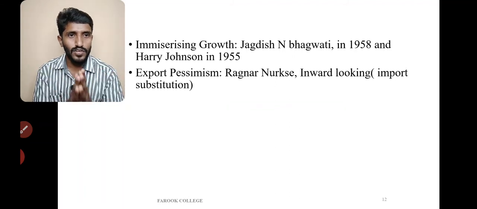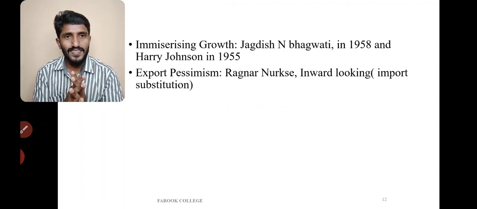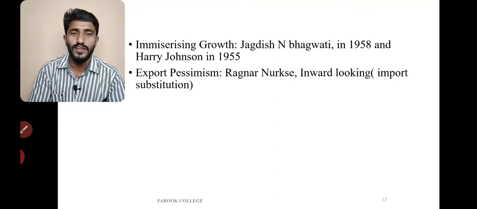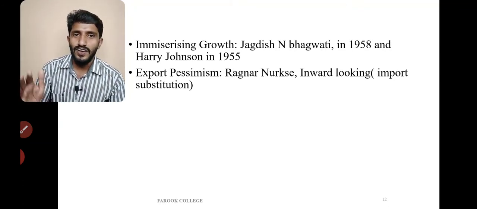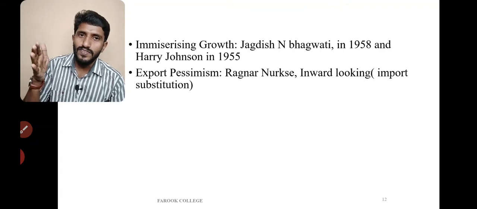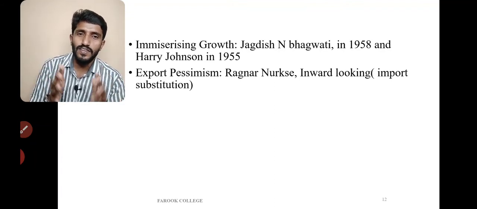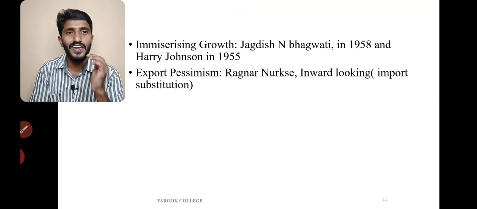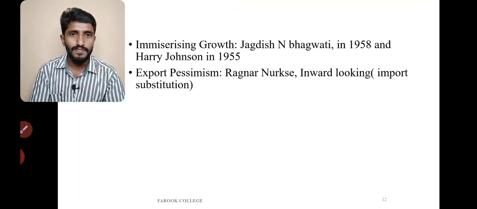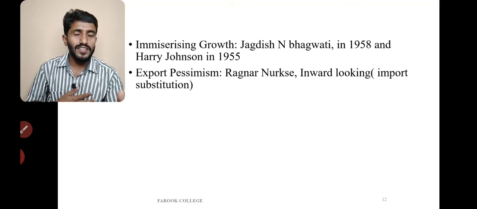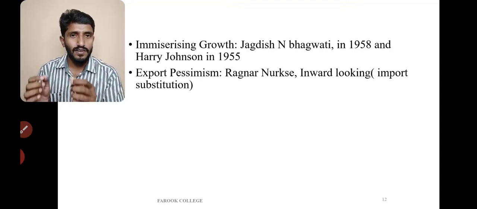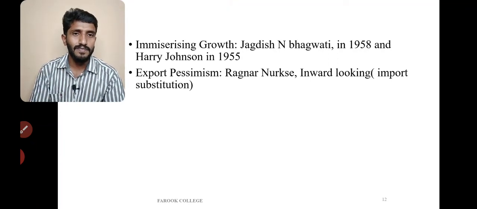So what is the solution for them? Ragnar Nurkse said the solution is inward looking or import substitution. So they cut down imports and produce whatever they want. It is the best policy for the less developed nations. That is the idea of Ragnar Nurkse. So these are all different contributions to this debate.